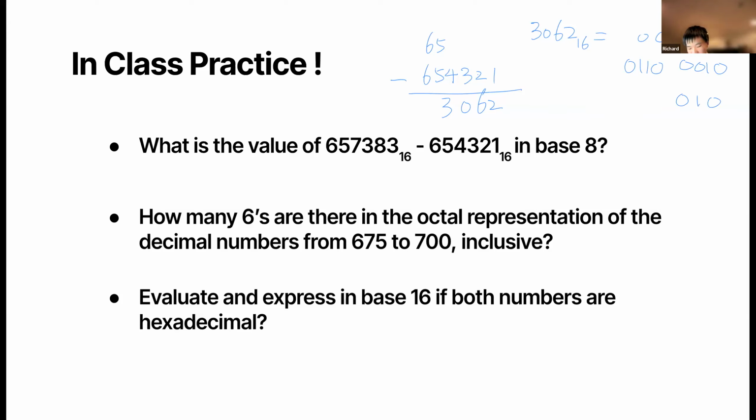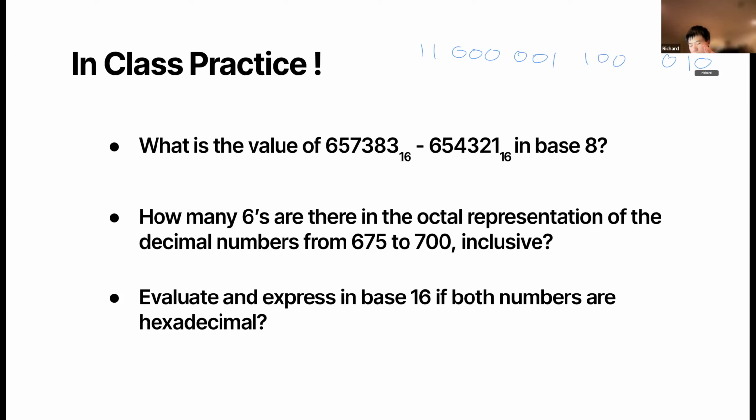I don't have space. Let's redo this. And then every 3 binary digits corresponds to 1 octal digit. So if you got 30142 base 8, you are correct.